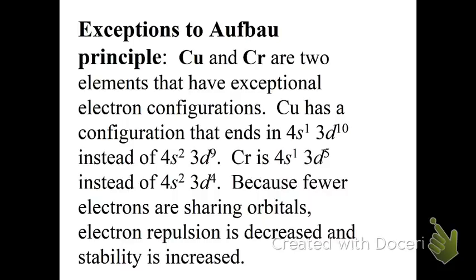But basically, for copper, if we're doing this configuration going in order, we would expect it to be 4s2, 3d9, but it's actually 4s1, 3d10. So basically it borrows one of the 4s electrons and throws it in the d to complete it. And that is because fewer electrons are sharing orbitals. In Chem 1 we said that they're more stable when they're half filled or completely filled, but that's not a good enough explanation in AP Chem. So you actually need to say, because fewer electrons are sharing orbitals, electron repulsion is decreased and stability is increased.